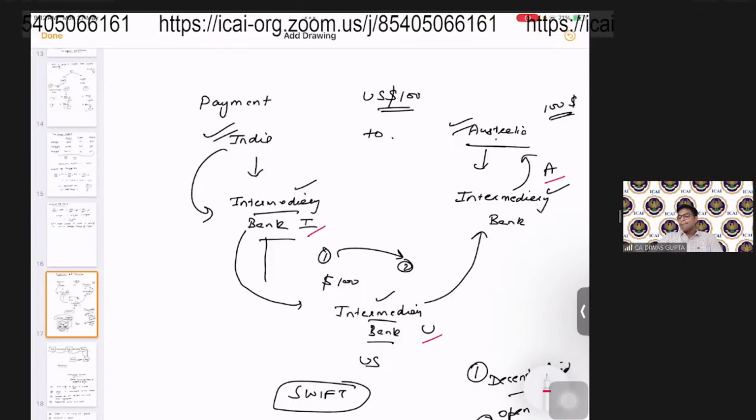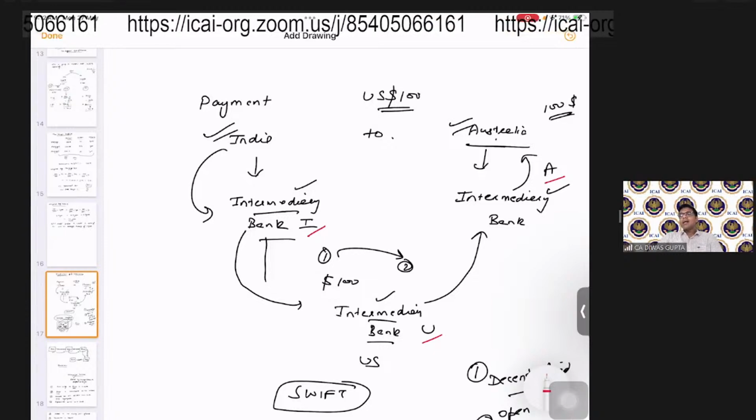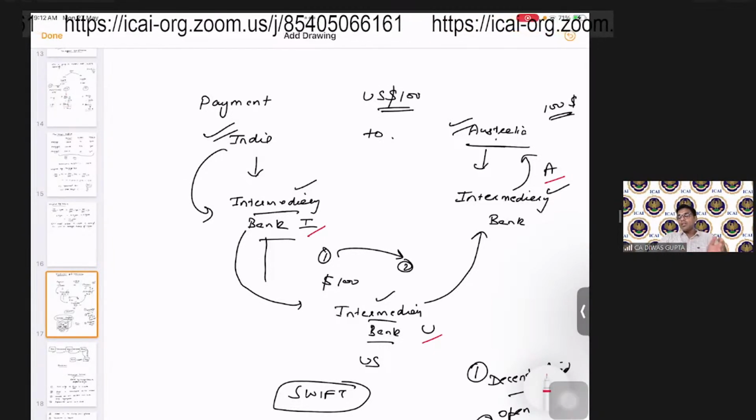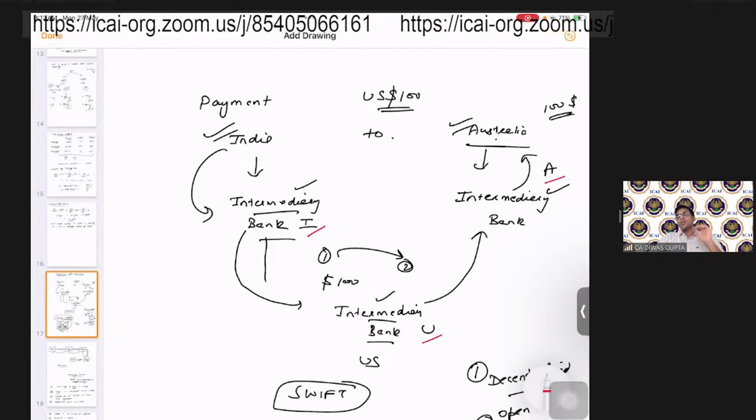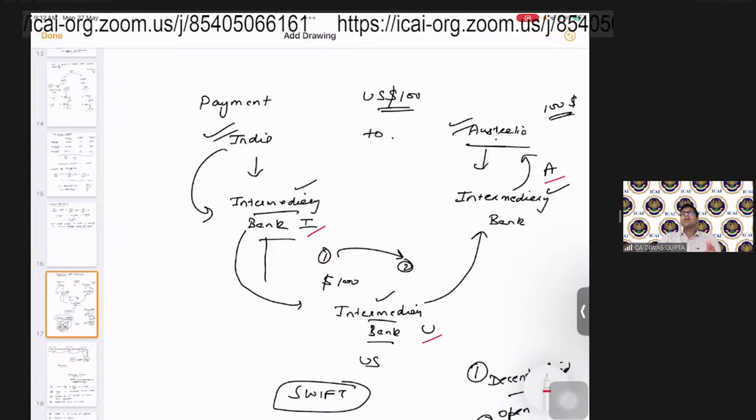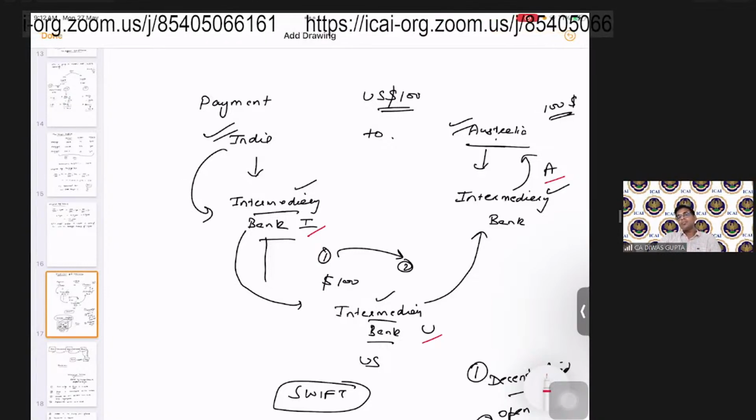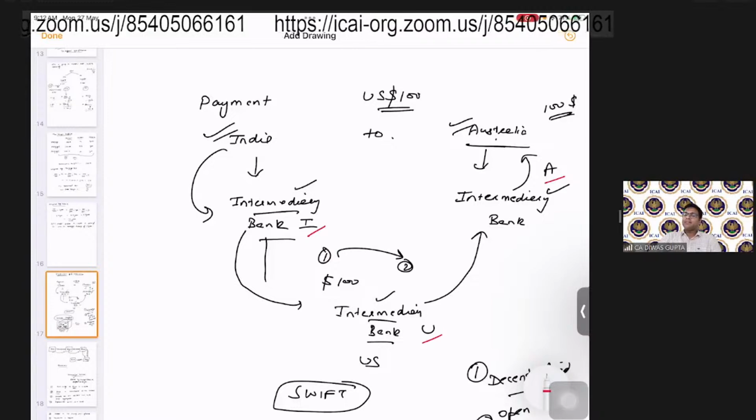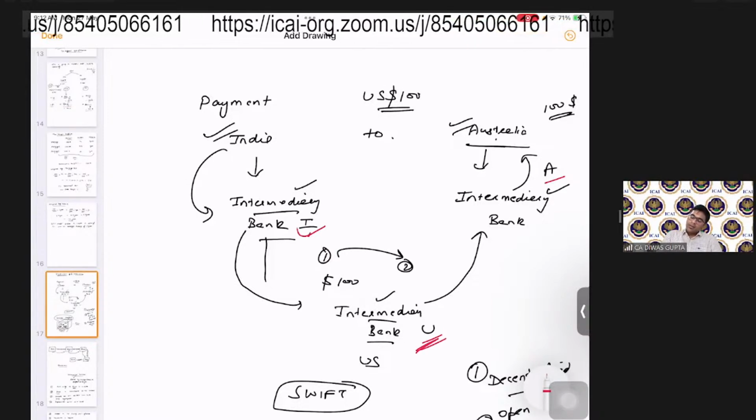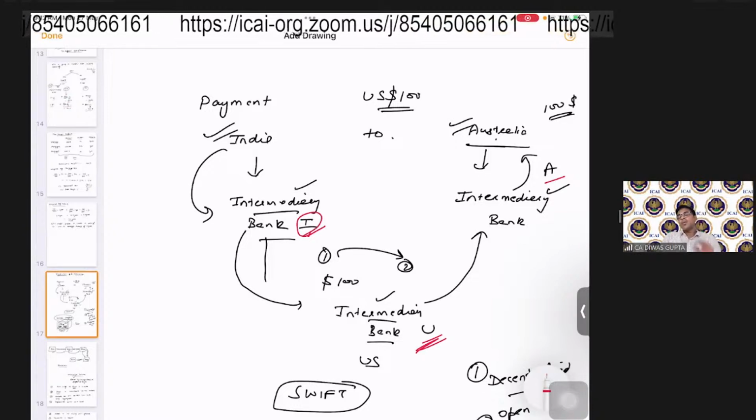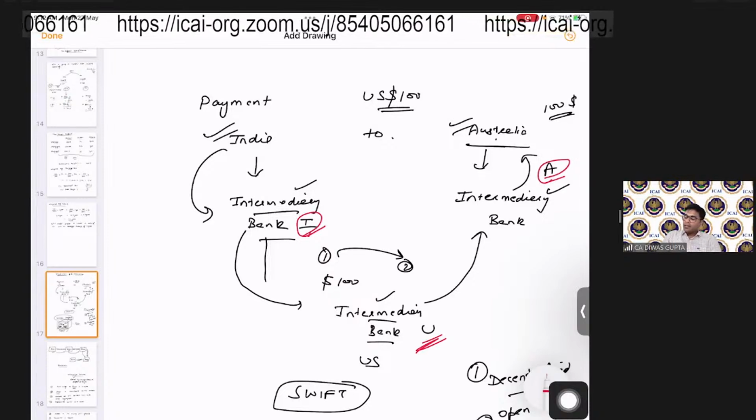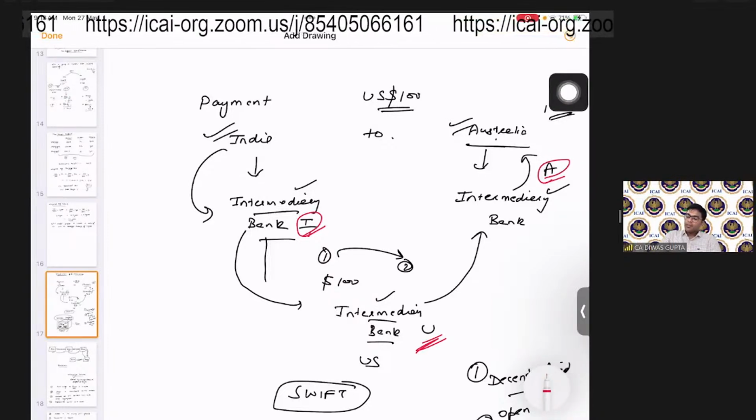Which is A. Now, intermediary bank I will say to intermediary bank U that I have an account with you and A also has an account with you. You transfer $100 from my account to A's account that is there with you. Then the payment will happen. So you will transfer $100 from I's bank account held in U to A's bank account held in U. Clear?